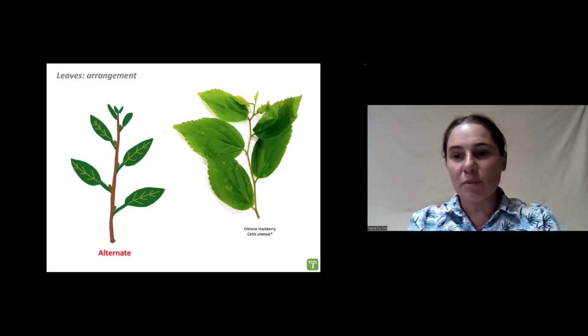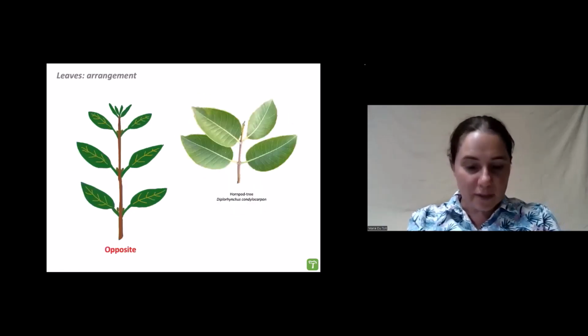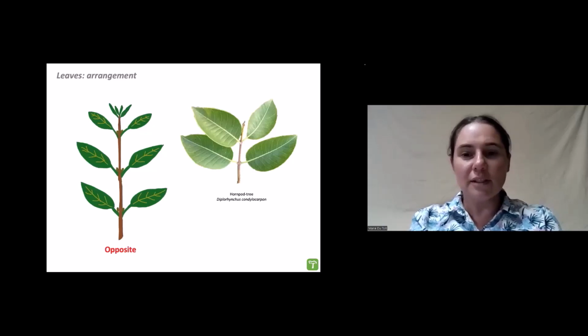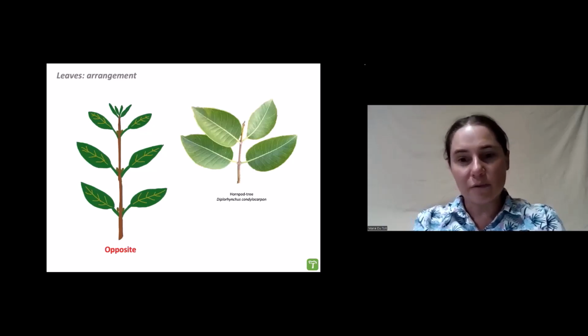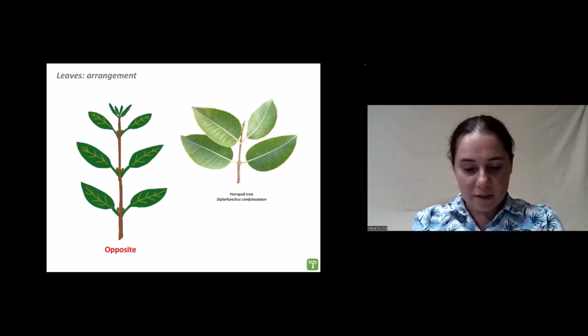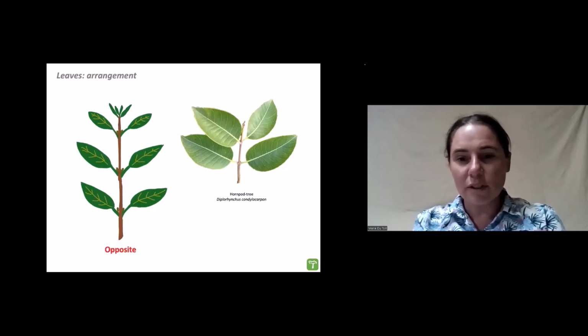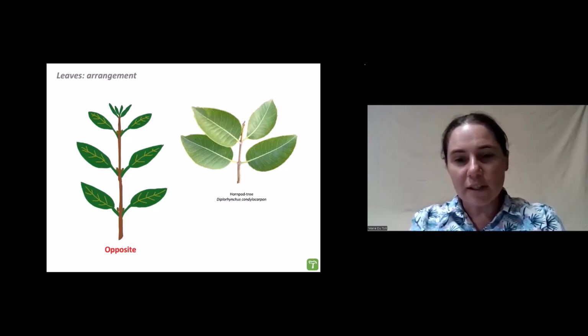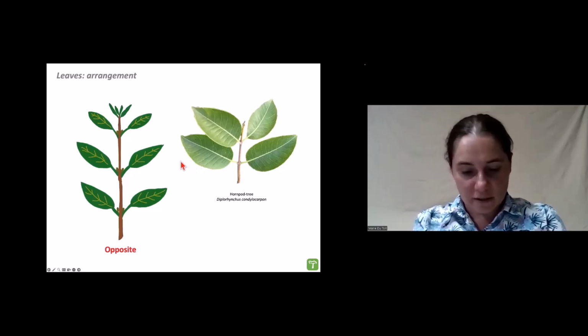The second example that we are going to look at is opposite leaves. And as you can see, there are 2 leaves that are coming out of each node, and they grow on the same level, but on opposite sides of the stem. So that's why we call them opposite. And you can see in the example of this hornpod tree, at each and every level, if you think about levels like a ladder, there will be 2 leaves that emanate from that area, and they are opposite each other.